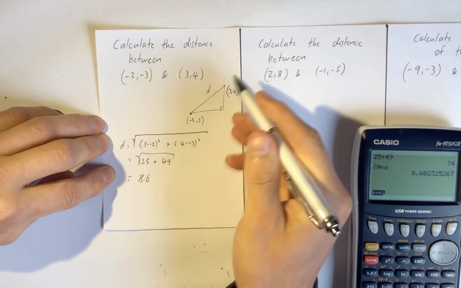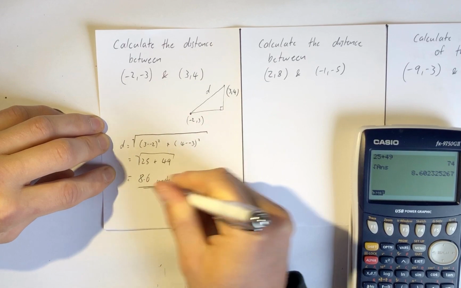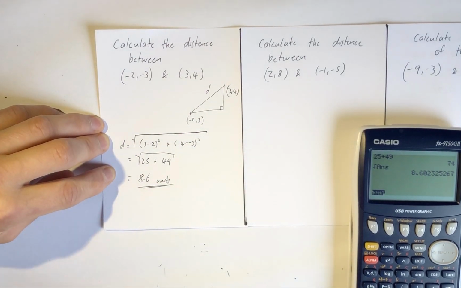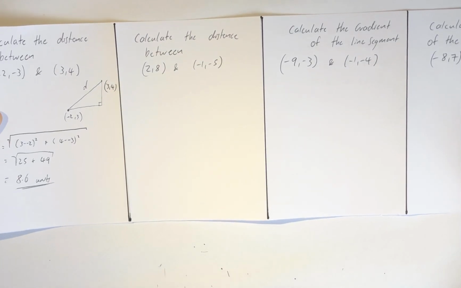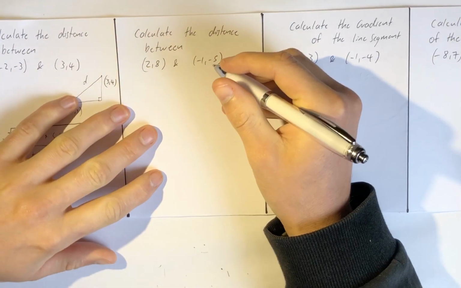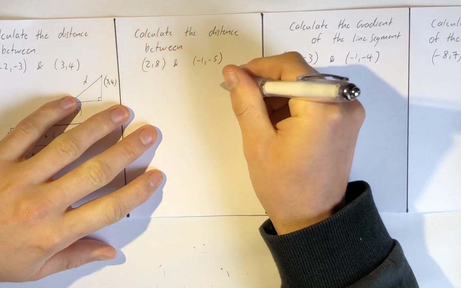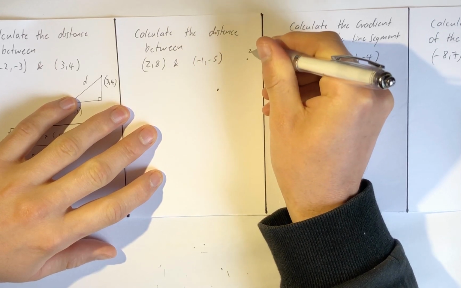And that doesn't have any units, it's just calculate the distance, so I'll just put units down there. So that's your first one. So hopefully you got that right. Here's your next one. You can pause the video and give this one a go. So the distance between those 2 points. So we have -1, -5, and 2, 8.